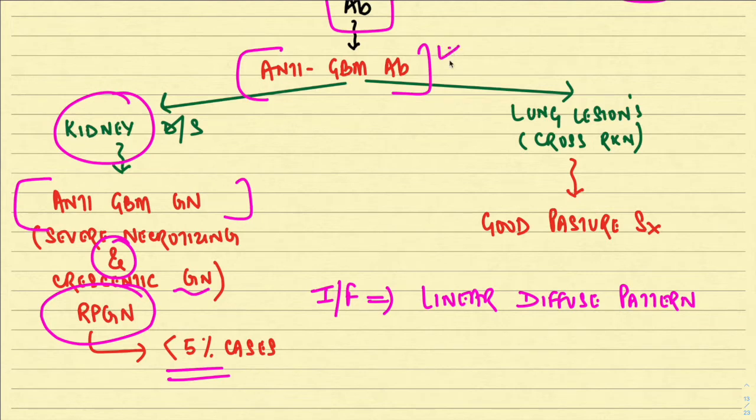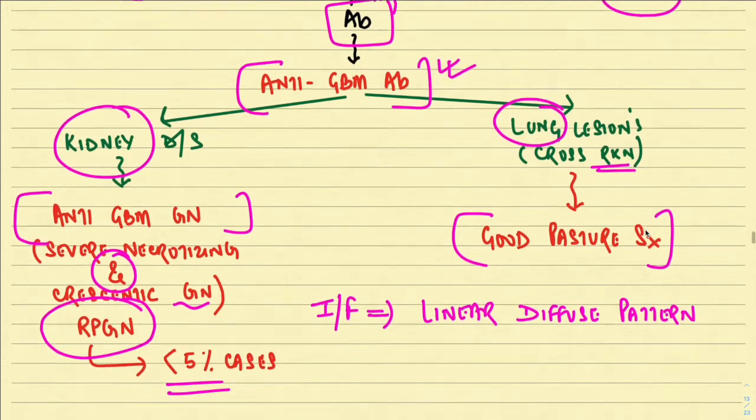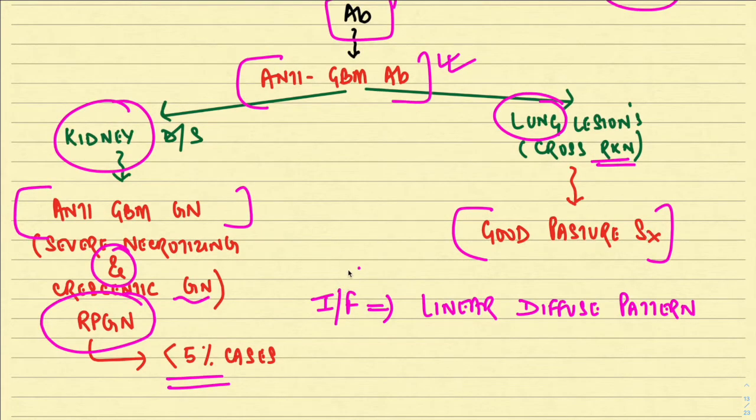Whereas these antibodies that are formed against the glomerular basement membrane not only attack the kidney, but will also attack the lungs because of the cross reaction against the basement membrane in the lungs, and over here they will cause something called Goodpasture syndrome. So this anti-glomerular basement membrane antibody is not only causing kidney disease but is also causing lung lesions. Characteristically, in the immunofluorescence, instead of a granular pattern, they have a characteristic linear diffuse pattern.